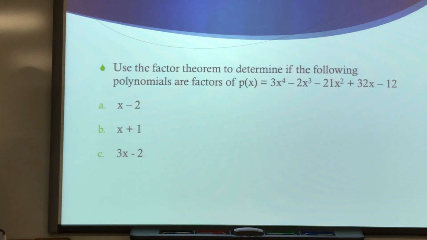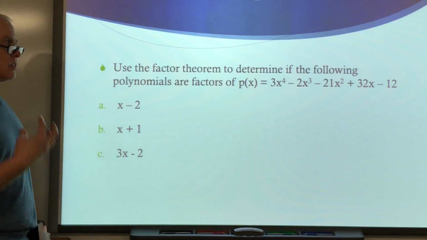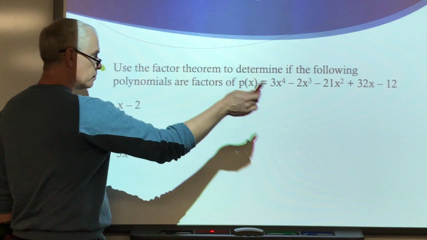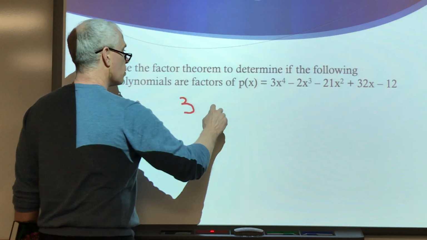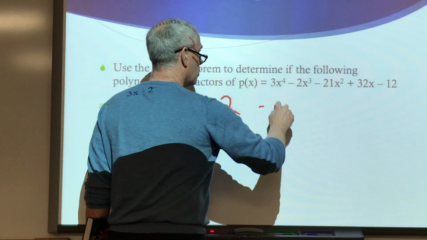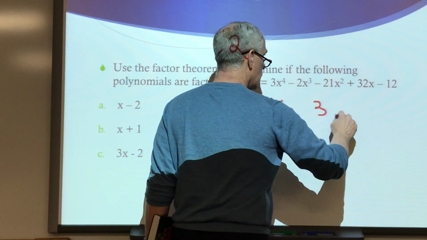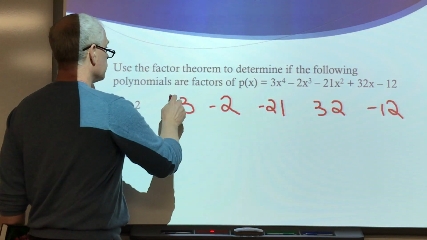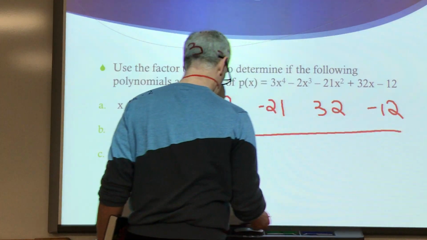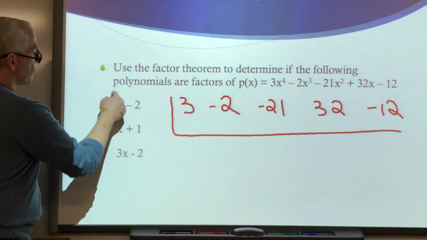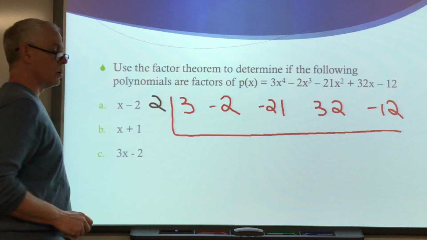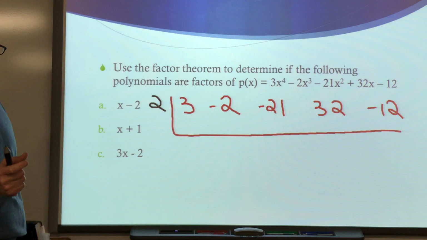Well, if the remainder is 0, that means it's a factor. Okay? And so, we're going to go through and just do some synthetic division. So 3x to the 4th, minus 2x to the 3rd, minus 21x squared, 32x, and minus 12. And so I don't need any placeholders here. The first one, if I'm dividing by x minus 2, 2 would make that a 0, so I'm going to check that out. If I get a 0 for a remainder, then x minus 2 is a factor.